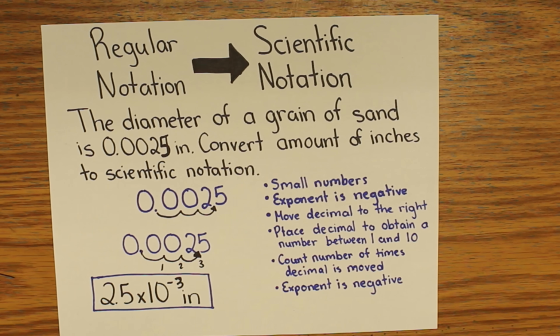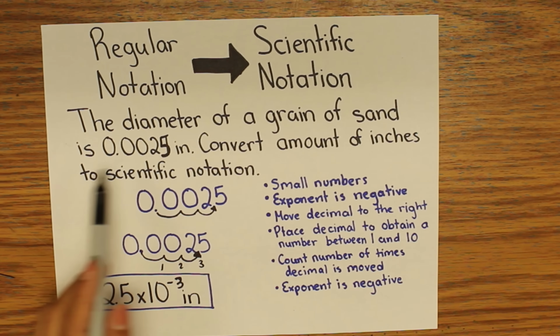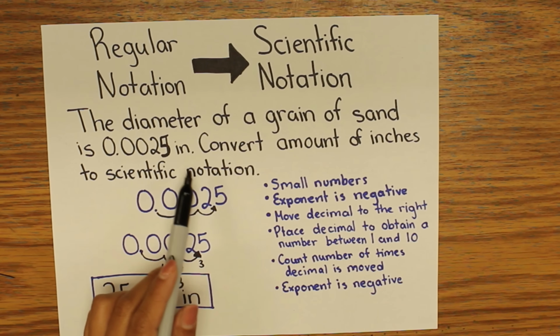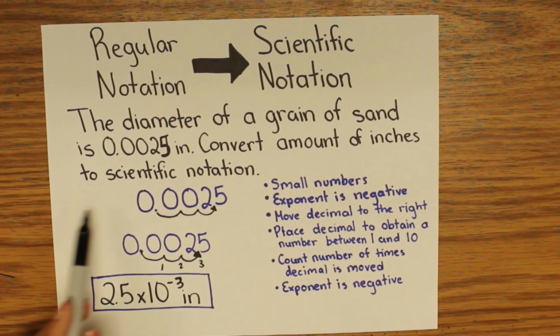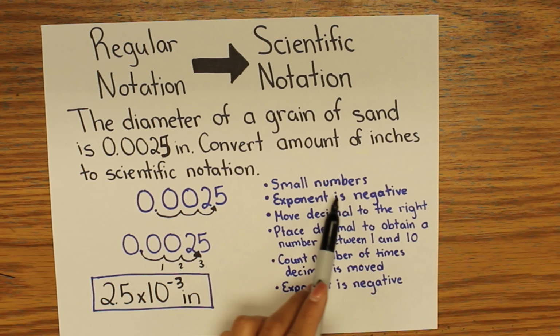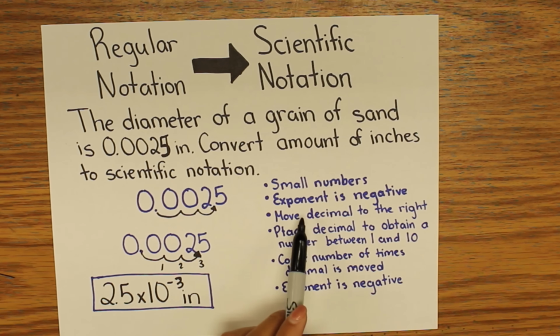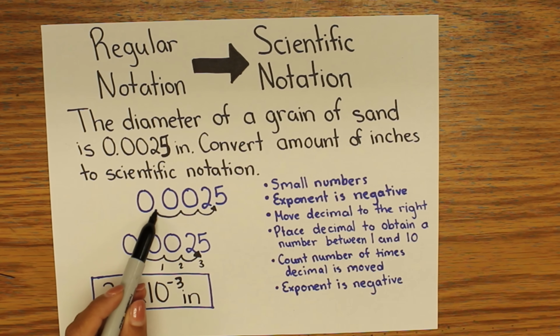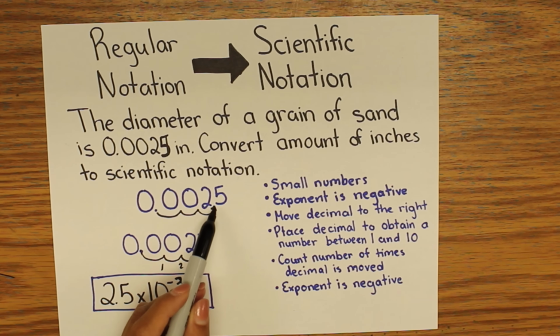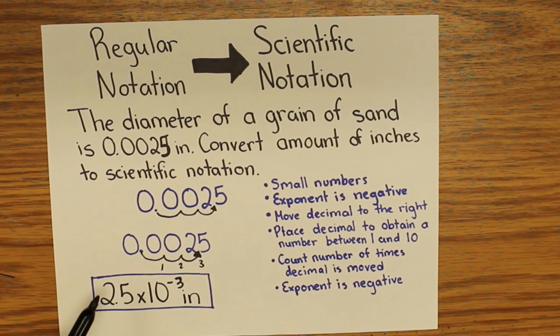Let's do another one. The diameter of a grain of sand is 0.0025 inch. Convert the amount of inches to scientific notation. Well, this is a very small number, or smaller than 1. The exponent will be negative, and we're going to move our decimal to the right. So our decimal is over here, and it's going to be placed right here between 2 and 5 to make 2.5. We're going to count the number of times the decimal moves, so 1, 2, 3, and since this is a small number, the exponent is going to be negative. Our final answer is going to be 2.5 times 10 to the negative third.